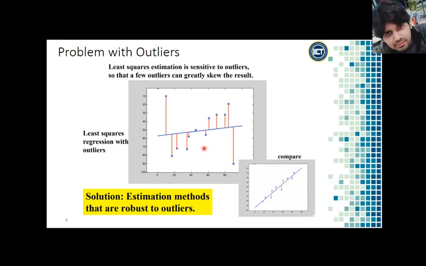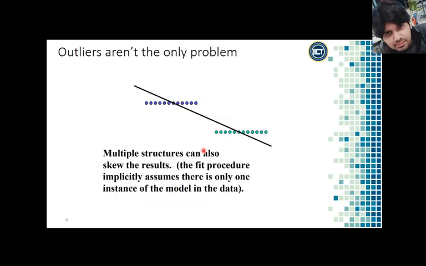So the solution is to develop a method which is robust to outliers. But the outliers aren't the only problem here. There are some multiple structures which can also skew the results, and the fit procedure implicitly assumes there is only one instance of the model in the data, like this example. So we are only modeling one instance at this point, not multiple instances.